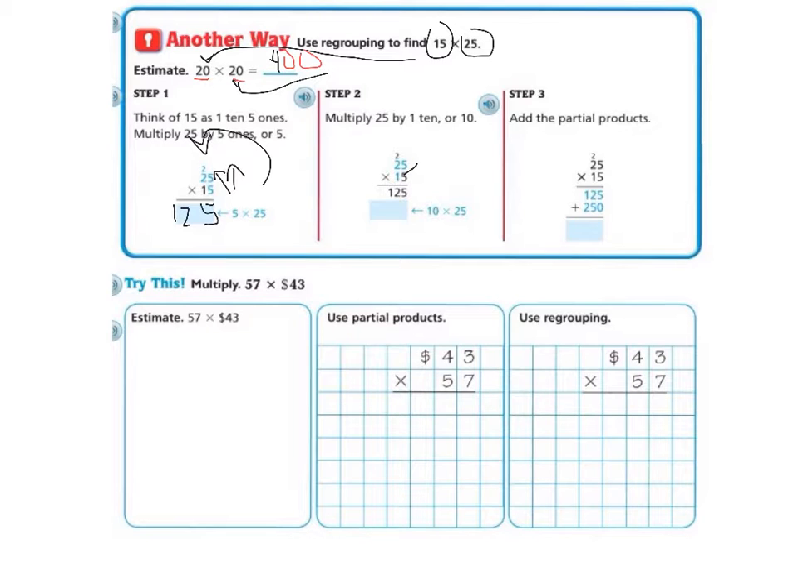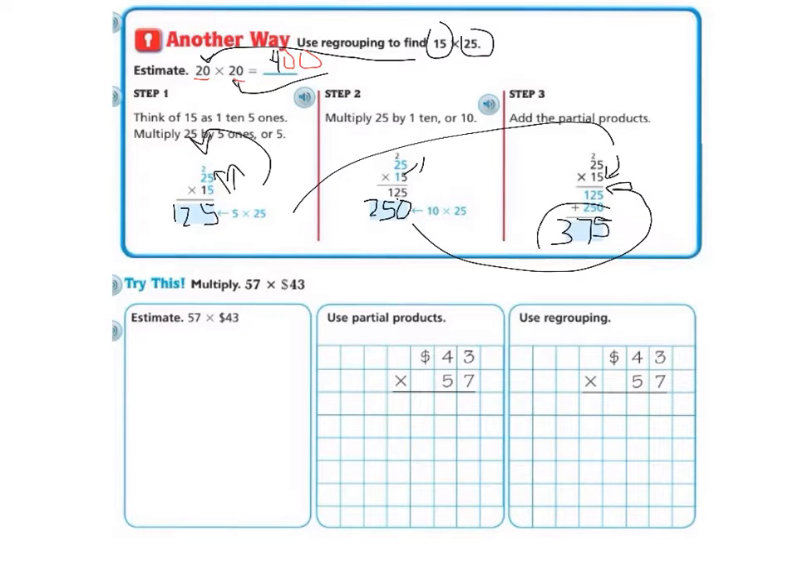Next I'm going to multiply 25 by 1 set of 10. So I'm going to go the other direction. 1 times 5 is 5. Oh, I almost forgot to add my magic 0. So add the 0. Then 1 times 5 is 5. And 1 times 2 is 2, so I get 250. Then I take my 125 and my 250 and I add them together. 5 plus 0 is 5, 2 plus 5 is 7, and 1 plus 2 is 3. So again, I get 375. So even though I did a different way, I got the same answer.